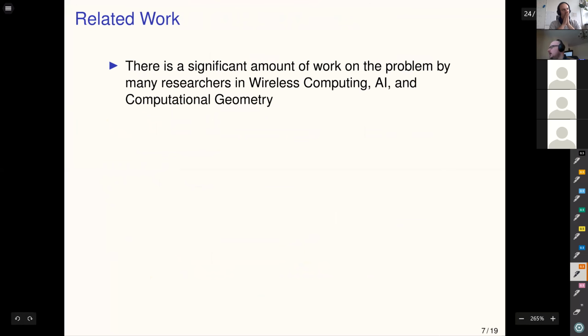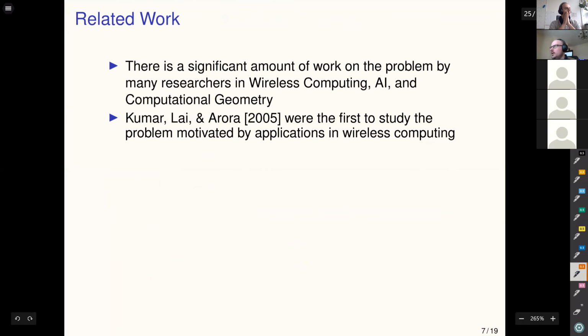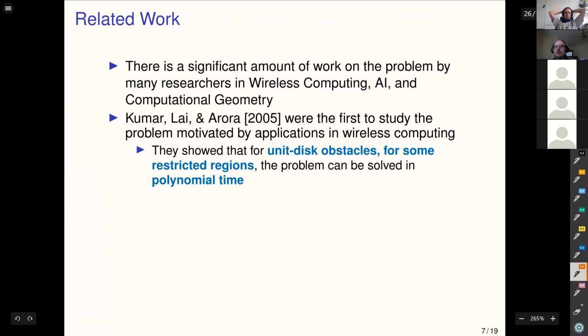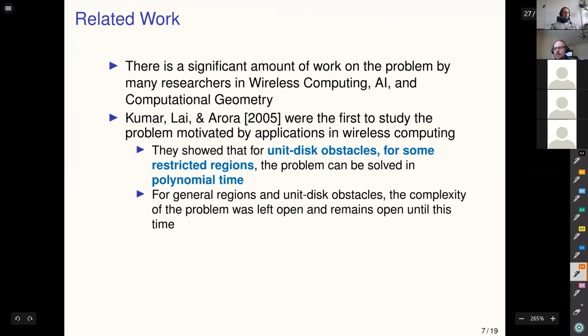Okay, so before I get to the algorithm, let me mention some related work. As far as I know, the problem was first introduced by Kumar, Lai, and Arora, who studied it from the wireless computing, so from the sensor networks, point of view. They studied mostly unit disk obstacles, and they showed that for some particular setting of unit disks in the plane there is a polynomial time algorithm, but for general settings of unit disks the problem still remains open. So it still remains open whether there is a polynomial algorithm if all obstacles are just unit disks or not.